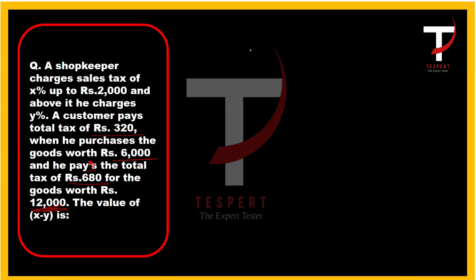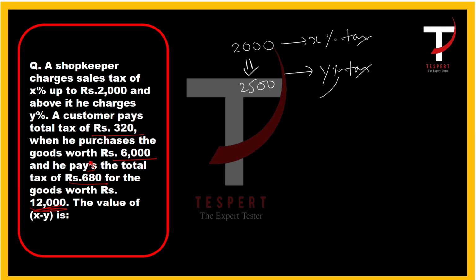So what is the meaning of this question? When a person purchases goods worth up to 2000 rupees, the shopkeeper charges x% tax. But if he purchases more than this, let's say goods worth rupees 2500, so it exceeds 2000 rupees, then the shopkeeper charges y% tax. So we must find the difference between x and y.